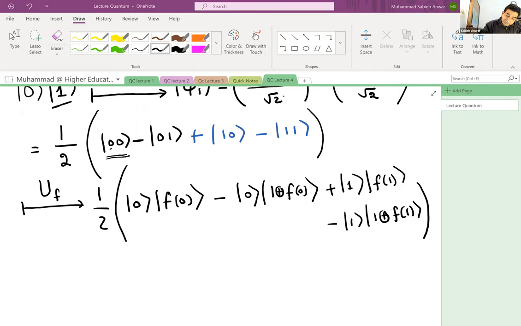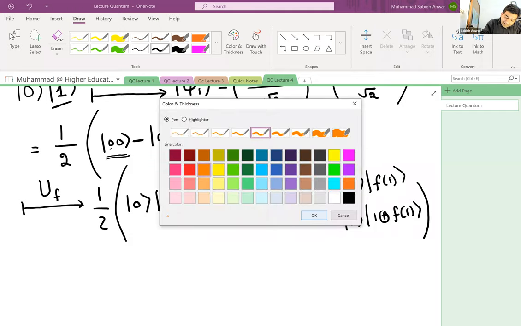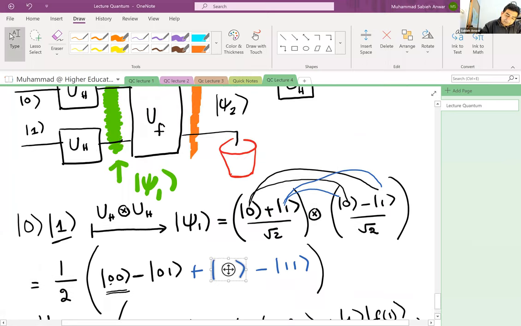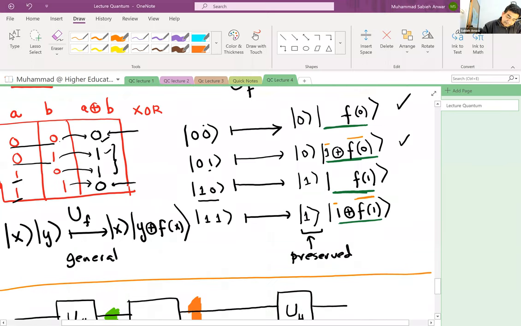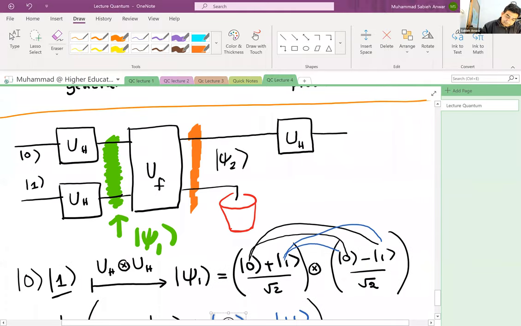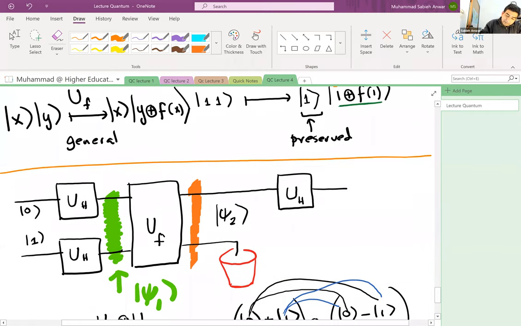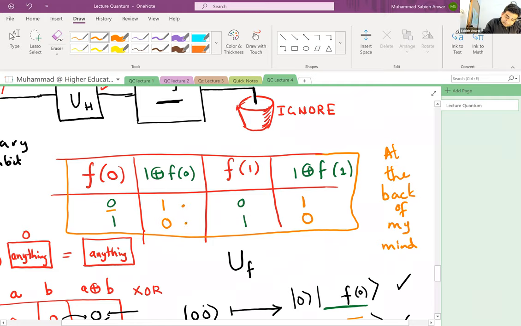All right, now let's look at the truth table that we made earlier. So notice the following. I have F0 here and 1 plus exclusive OR F0. When I say plus, it means exclusive OR, 1 plus F0. Now, what is the value of 1 plus F0? Where is my truth table? Now, 1 plus F0 could be 1 or 0. It is 1 if F0 is 0, and it is 0 if F0 is 1.